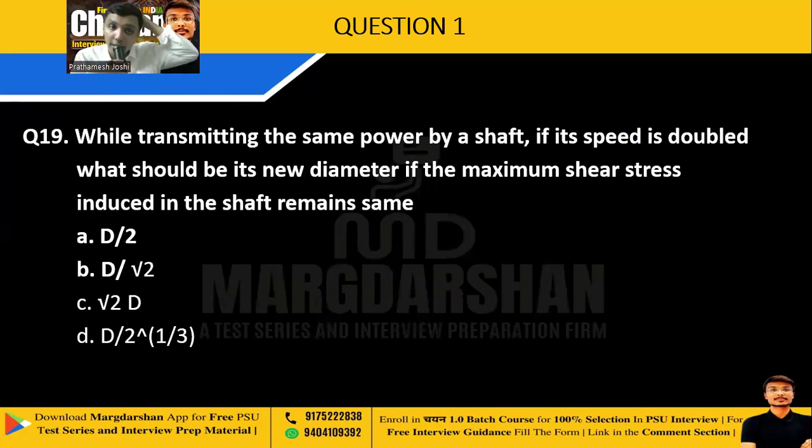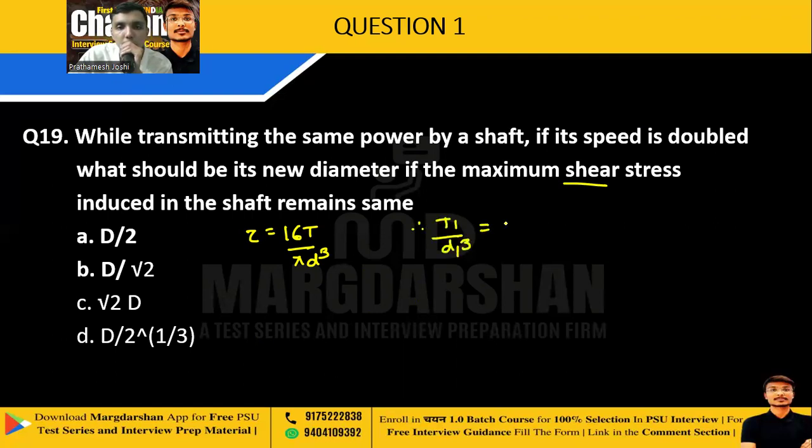Okay, 19. While transmitting the same power by a shaft, if its speed is doubled, what should be its new diameter if the maximum shear stress induced in the shaft remains the same? Maximum shear stress is the same. Therefore, T1 upon D1 cube equals T2 upon D2 cube.